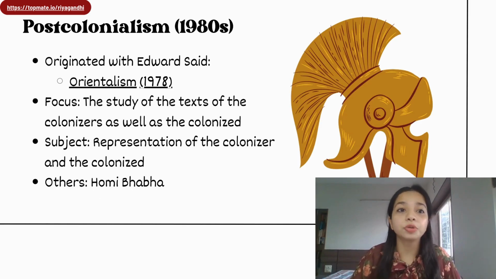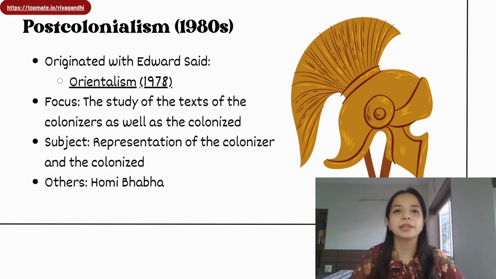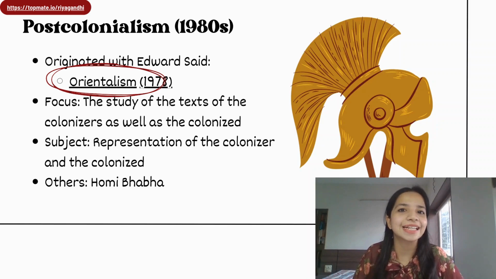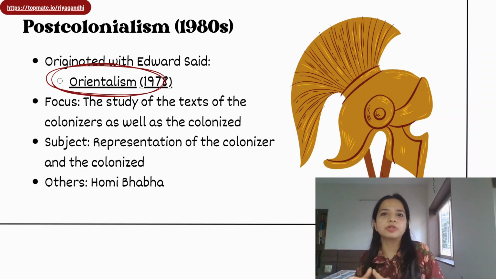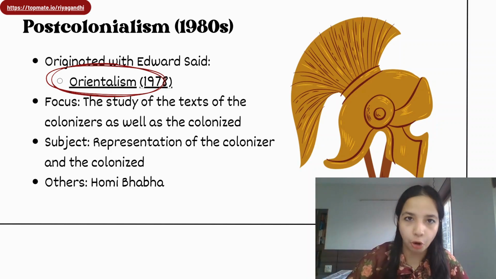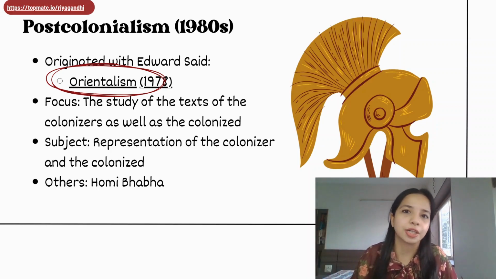Then, moving on to the most important literary theory from the UGC NET point of view, we have post-colonial theory, or post-colonialism, that emerged in the 1980s. It originated with Edward Said's book Orientalism in 1978. Now, what is Orientalism? Orientalism is basically a concept which talks about how the Western countries have traditionally and historically portrayed the Eastern as well as the Asian countries.